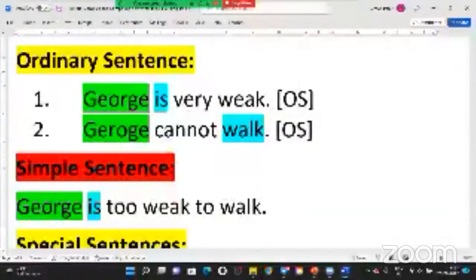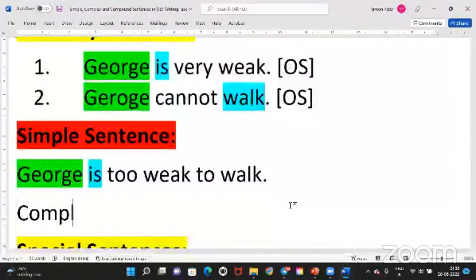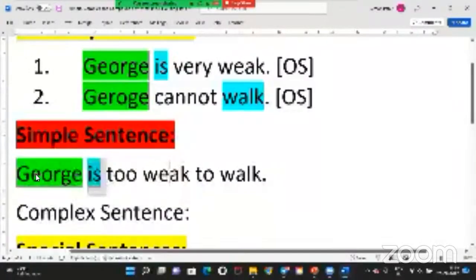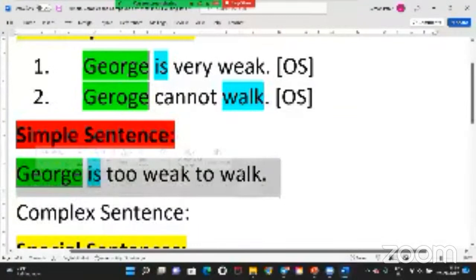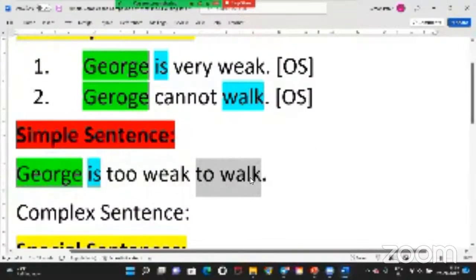Next, we are making it into a complex sentence. So here also one subject and one verb. Here also one subject and one verb. But this is a combination of two sentences, you know that. This is a to infinitive. We change this one into to walk. He is too weak to walk. We don't know whether he walked or he can walk or he cannot walk. He is too weak to walk, that's all.